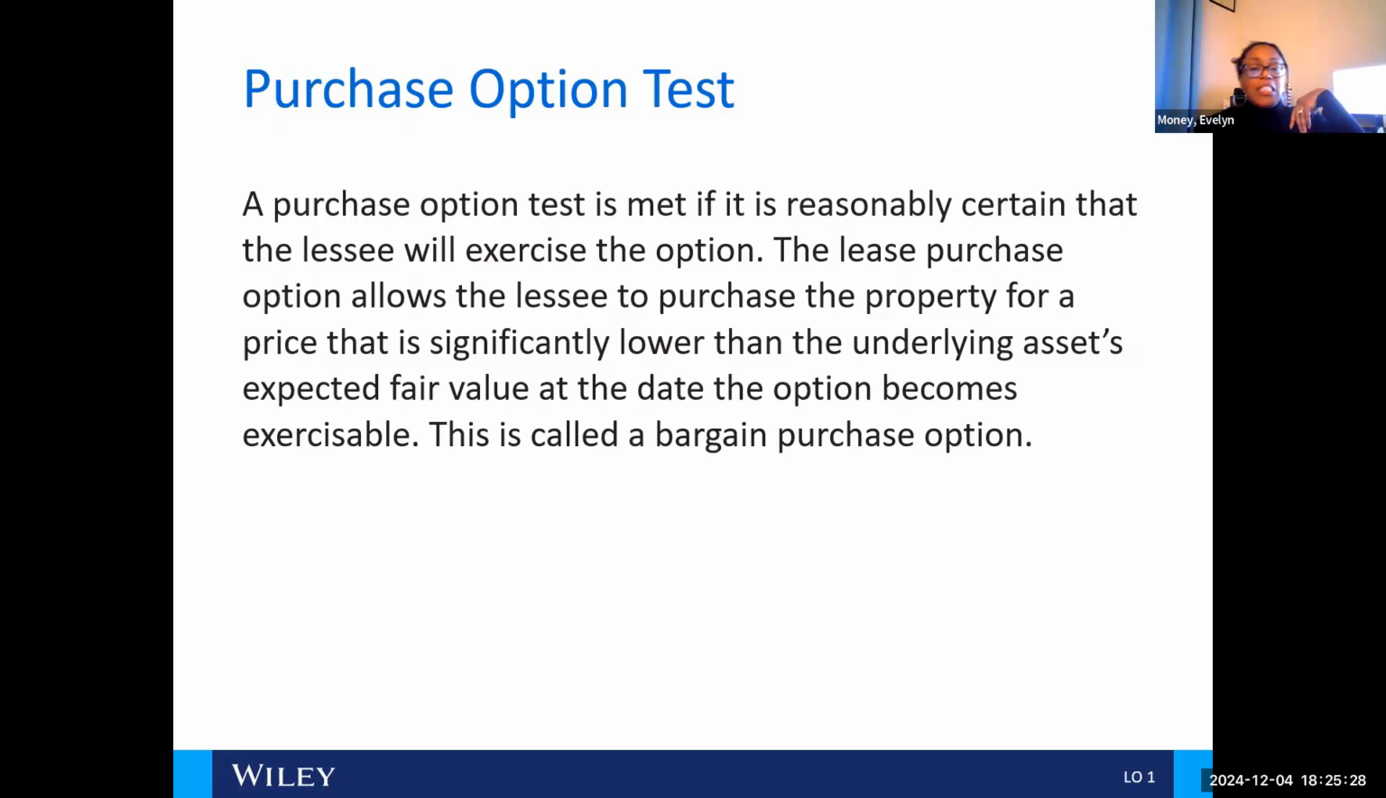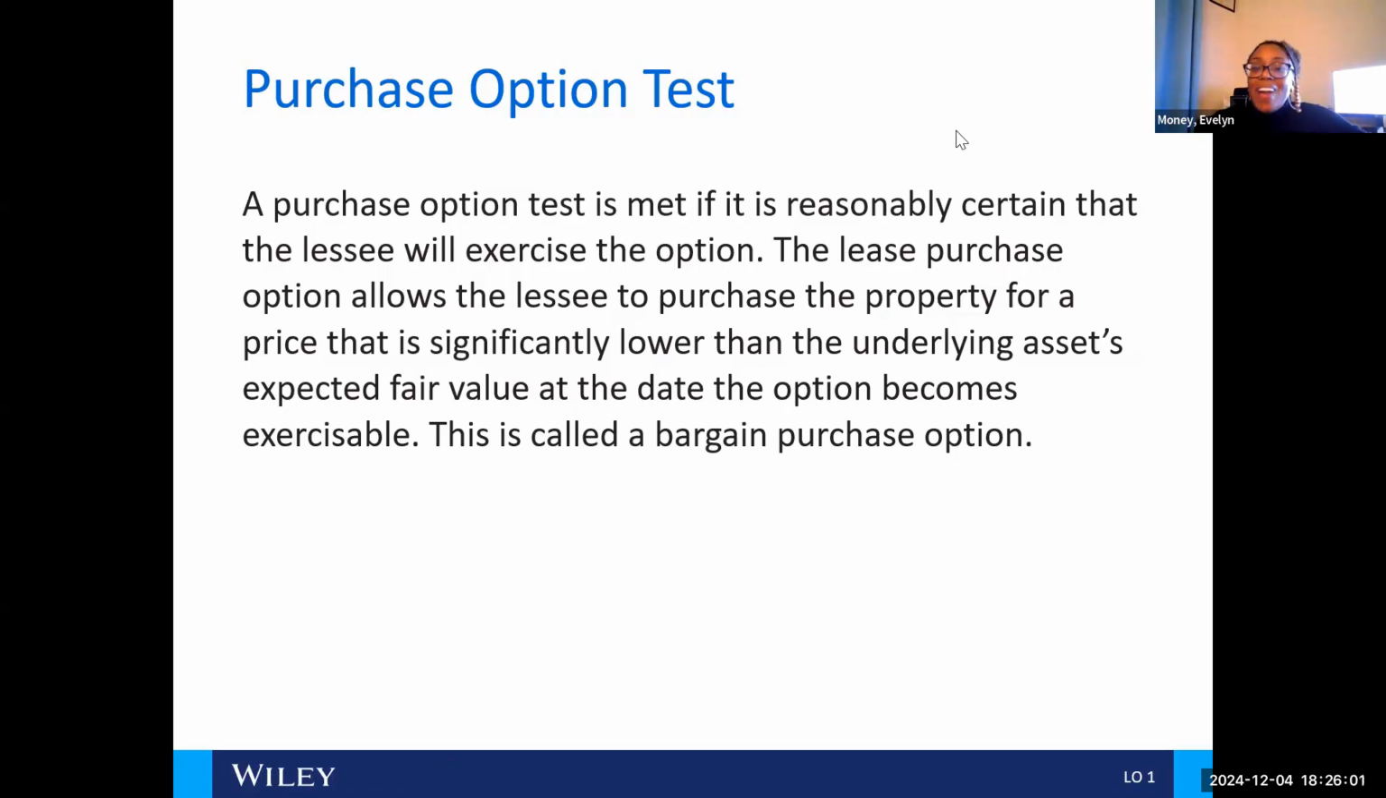am given the option to purchase the Tesla for $1. Now, do you think that I'm going to take advantage of that and purchase a Tesla? And you don't have to answer this rhetorical question. Absolutely. If the final price is 90,000 and I've only had to pay 12,000 and $1, yes, absolutely. I am going to take advantage of that bargain purchase option.